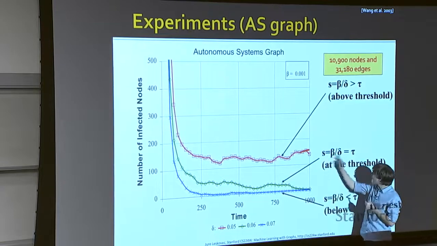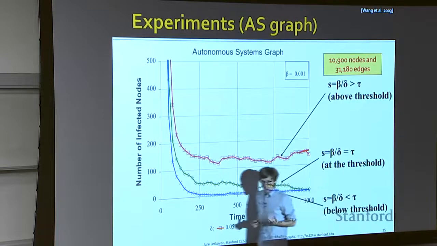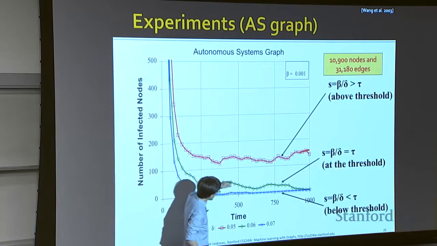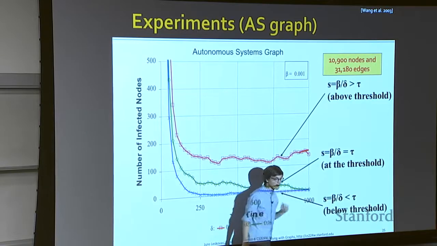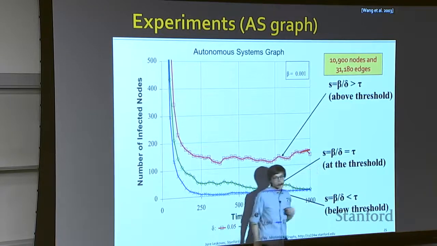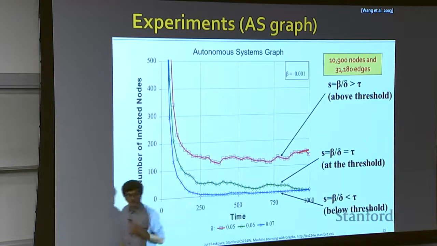And what happens right at the threshold is very hard to say, but essentially what you see is that this virus keeps lingering and dying, but never really dies, right? So if you are right at the threshold. But if you are above, the virus survives. If you are below, the virus dies out.